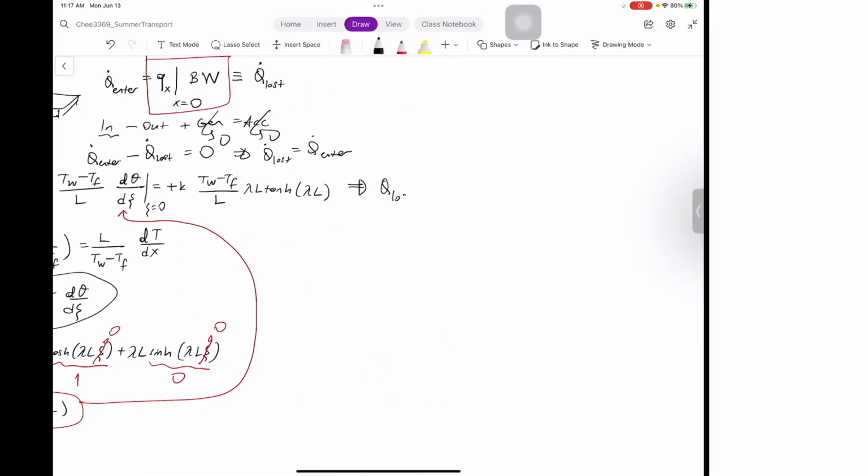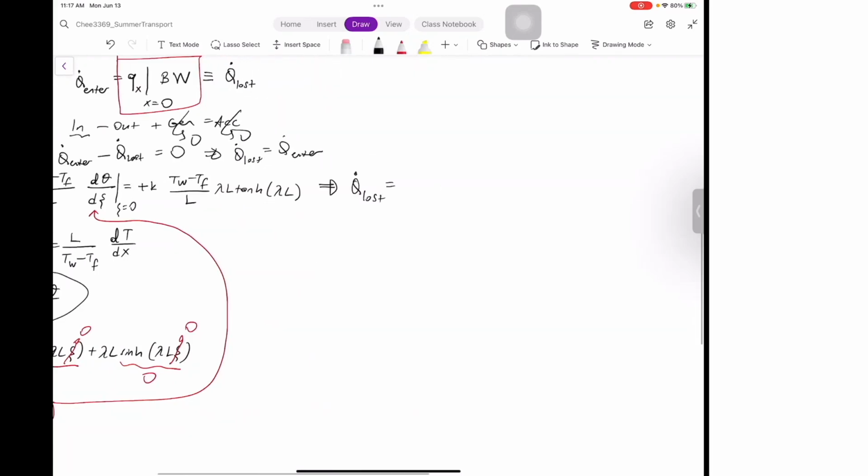The Q lost must be that Qx times B W. So you have k times Tw minus Tf, B W divided by L, lambda L tanh lambda L. Let's simplify a little bit. The Ls cancel, right? You can also plug in the lambda if you like, but you can just keep it like this.